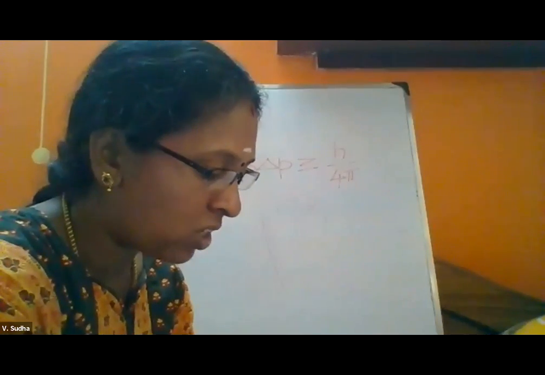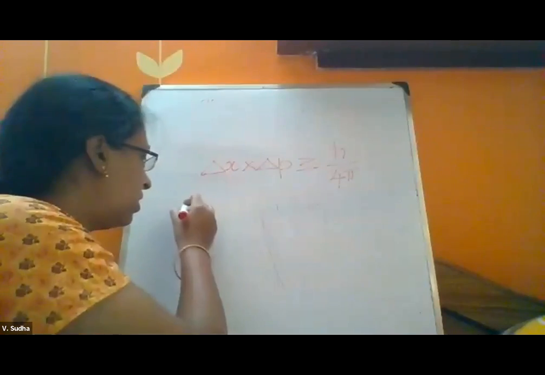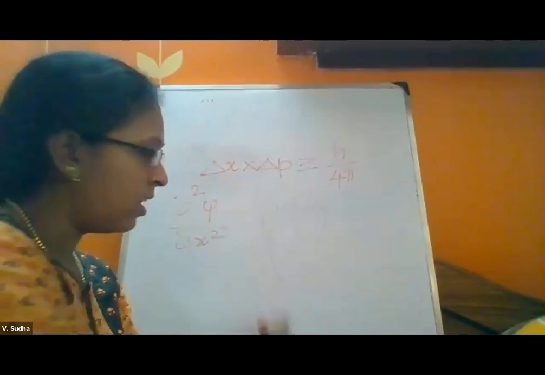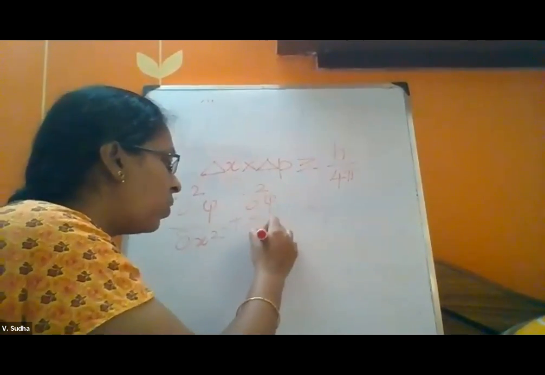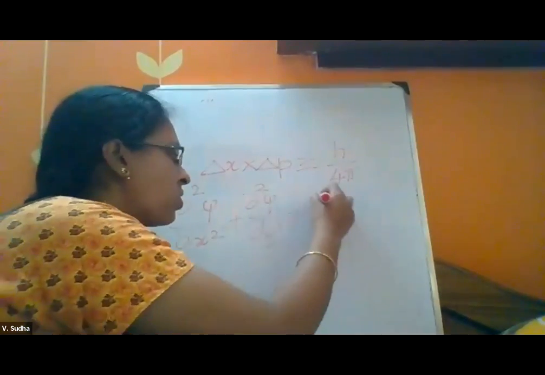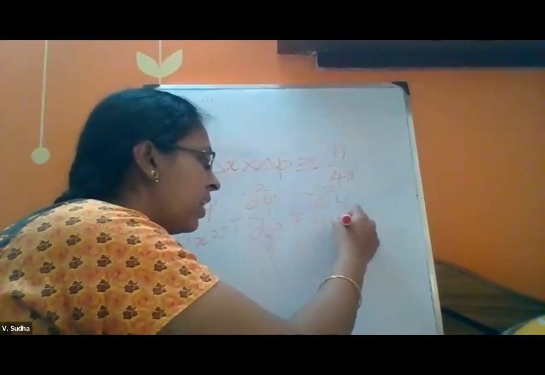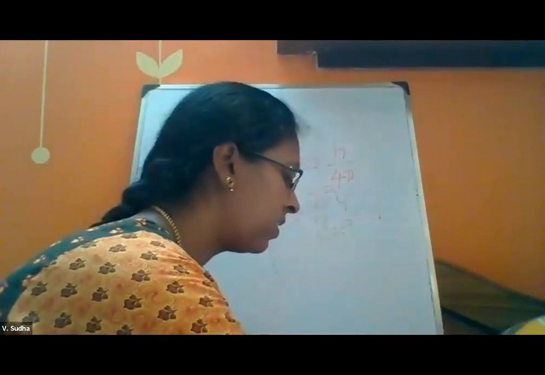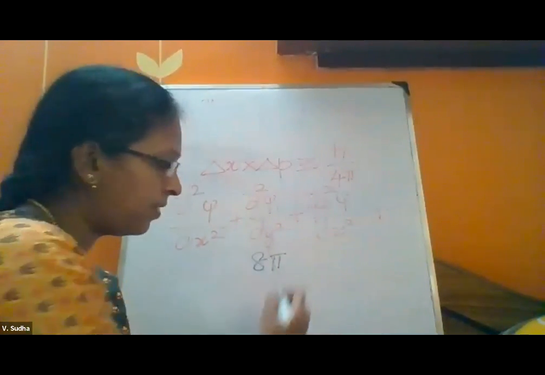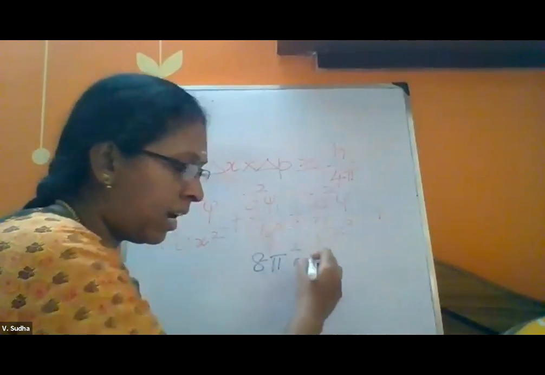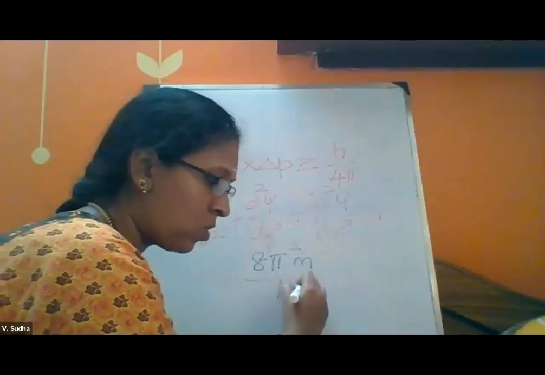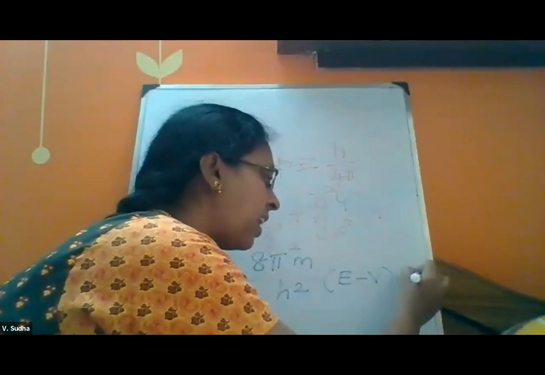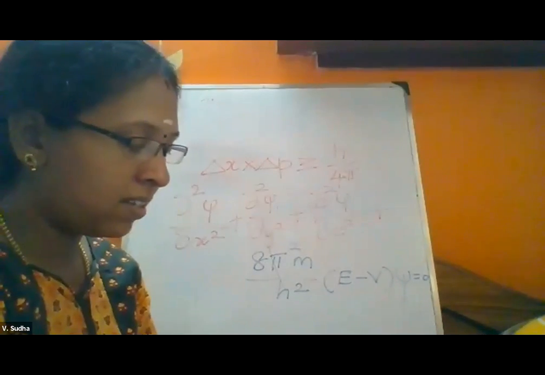Next is Schrodinger wave equation. You know, dou square psi by dou x square plus dou square psi by dou y square plus dou square psi by dou z square plus 8 pi square m by h square into E minus V, அதாவது இது வந்து total energy minus potential energy, psi is equal to 0.